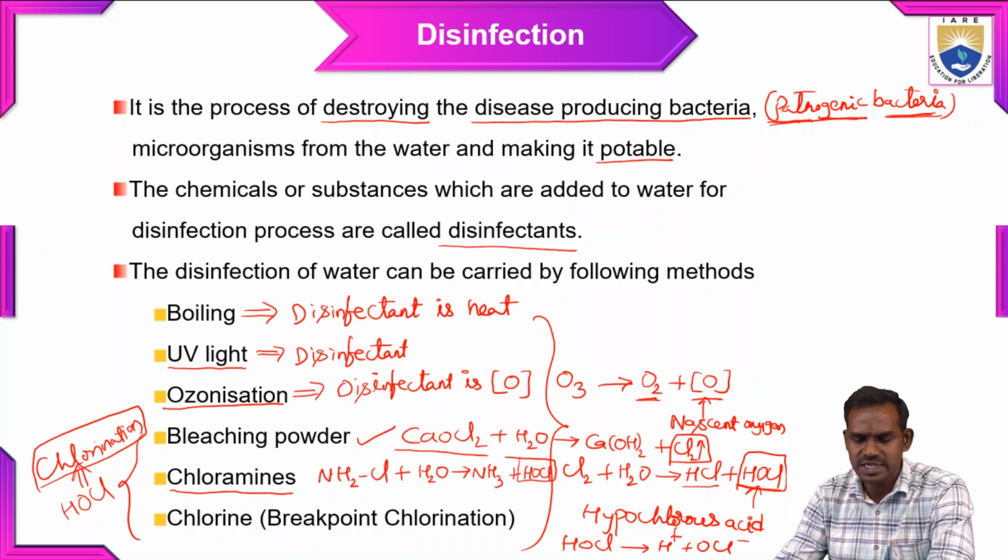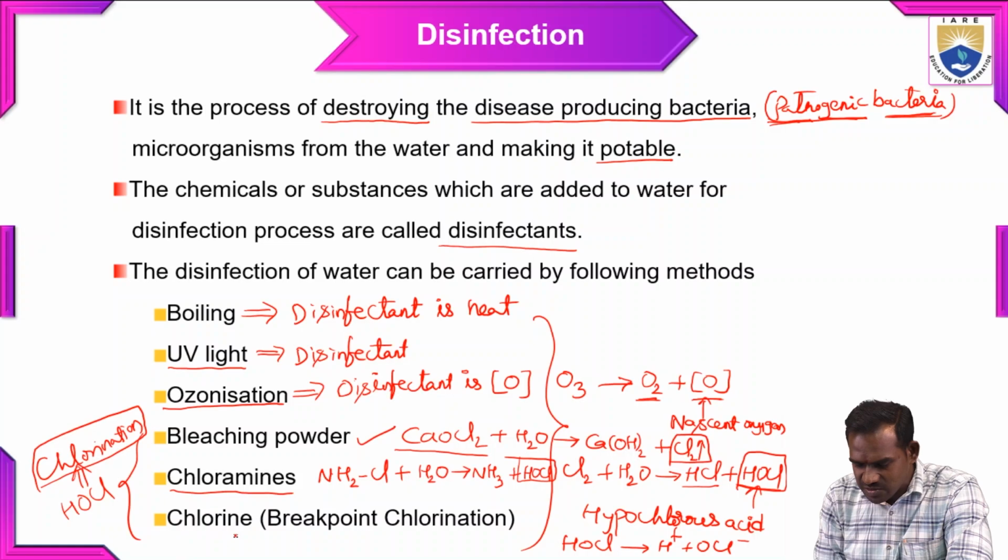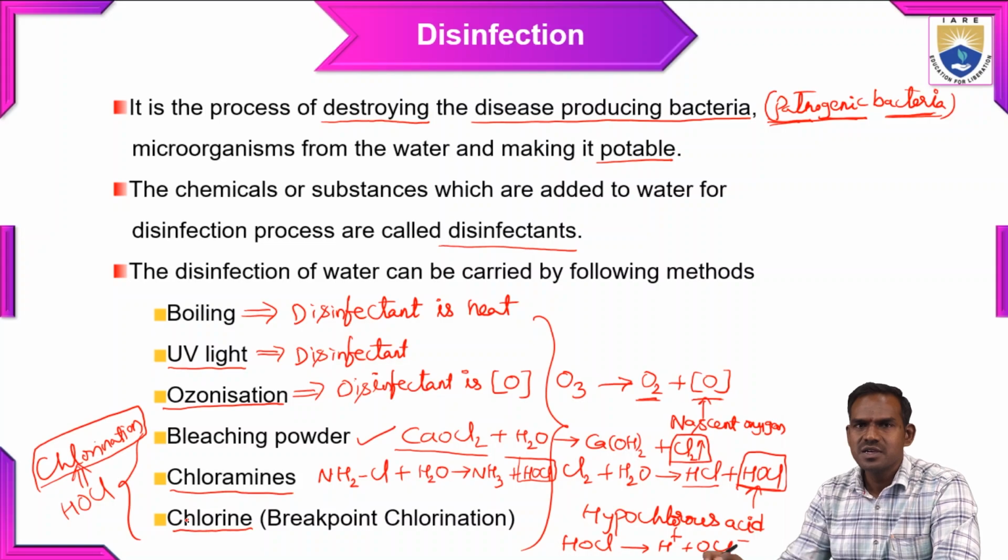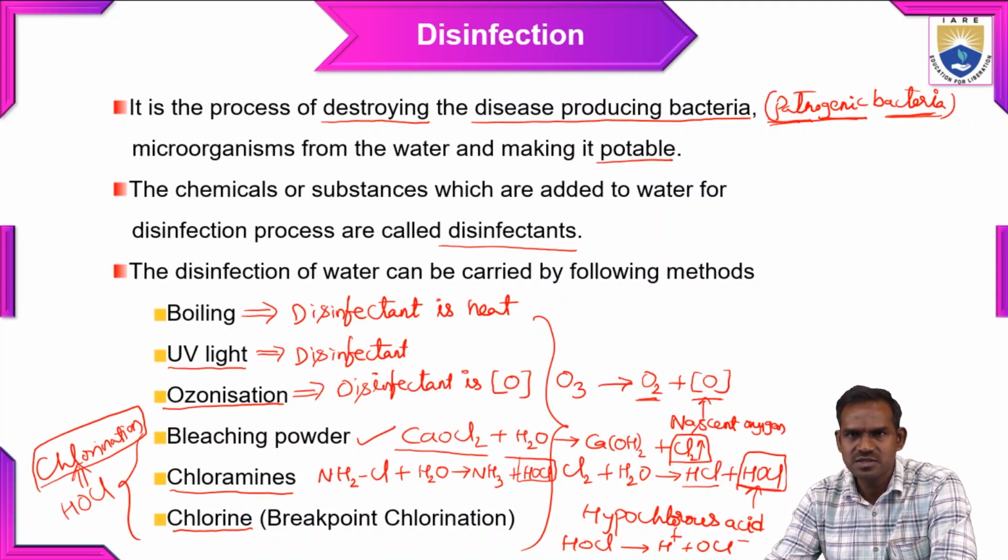And the next chlorination technique is by using direct chlorine gas. A lot of precaution must be taken here, because chlorine gas is toxic, and if it is taken in excess, it will cause several problems. Even an excess of chlorine may cause death of human beings. So, care must be taken while using direct chlorine gas.